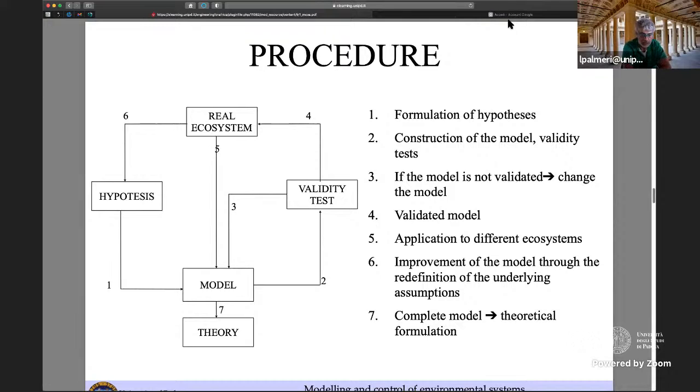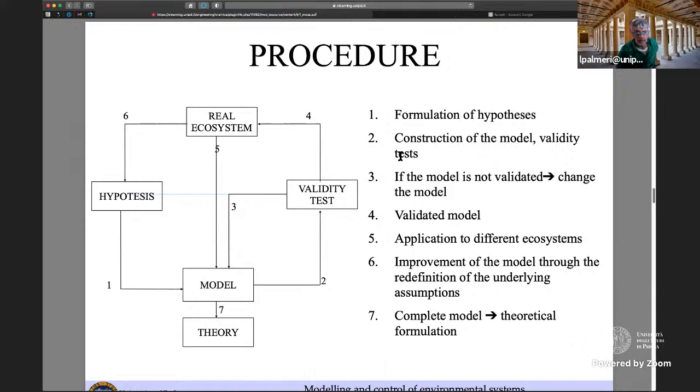Then we go to a second step. So we construct the model. Then we do validity tests. In order to construct the model, we will have a procedure for constructing an ecological model. As I already anticipated, this will be the subject of this week mainly. So we will go step by step through the procedure of building or constructing the ecological model. Then we check, by doing validity tests, the model performance. Can you see my pointer here? Yes, I think.